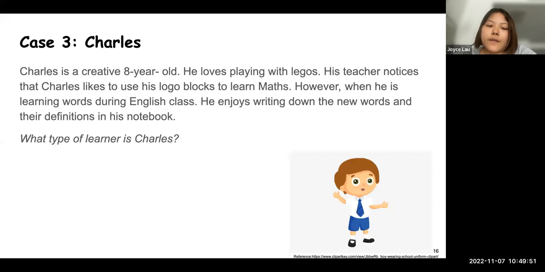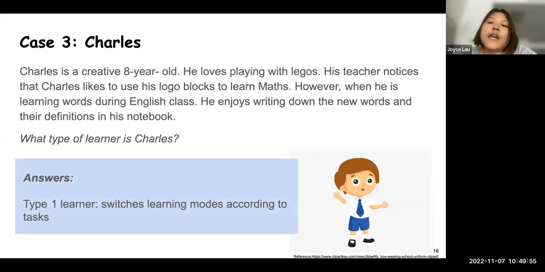Charles is a type 1 learner. He prefers learning using more than one sensory modality. He switches his learning mode according to the task he is doing.